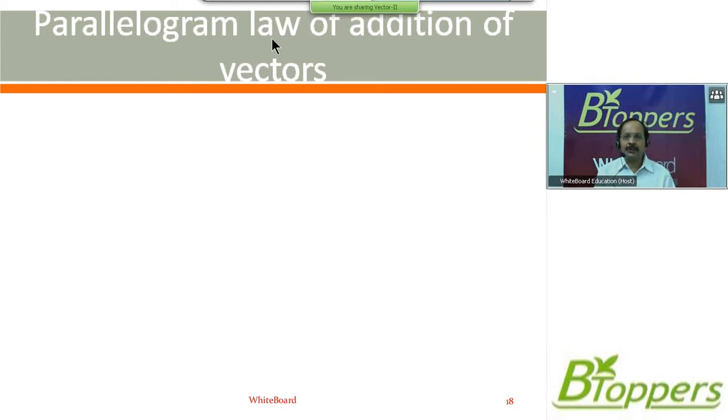To find the resultant of two vectors by using the triangle law of addition of vectors, the two vectors are represented graphically by the two sides of a triangle such that the head of one vector is attached to the tail of the other vector.